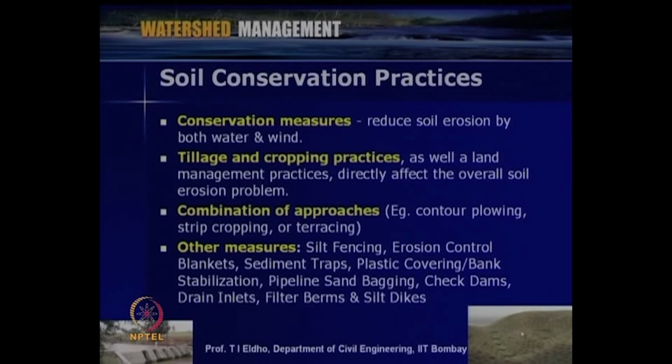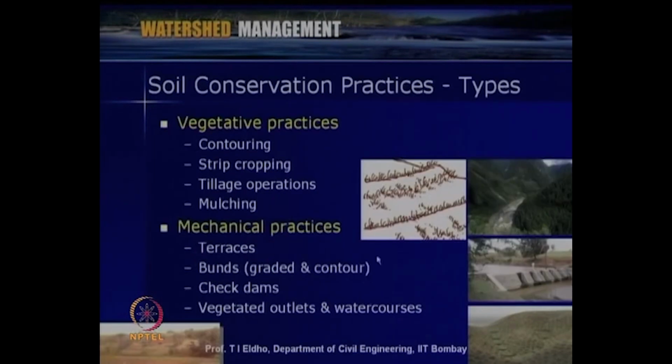Like check dam or contour bunding, or we can go for blankets or sediment traps. So, like that various measures can be introduced to reduce the soil erosion. So, soil conservation practices depend upon the area, the conditions available for the concerned watershed, and of course the resources available. We can go for a particular practice which is suitable for that particular area.